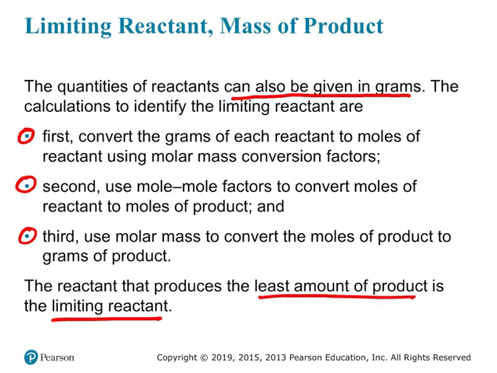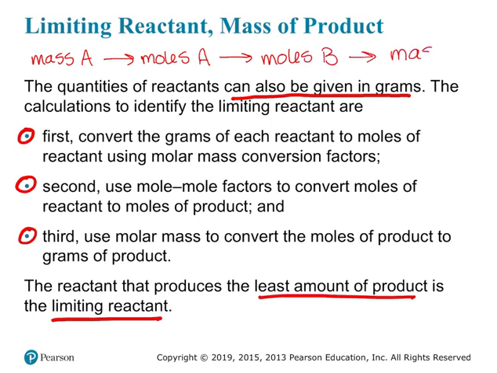So again, this is just our flow chart that we saw last time. So mass of A is converted to moles of A, and then we convert that to moles of B, and then we convert that to mass of B. But this time we're going to do that for each reactant. And then we'll compare the answers and see which reactant produces the least amount of product.